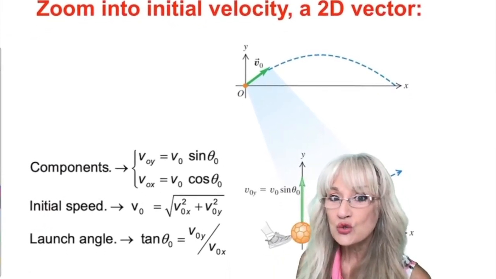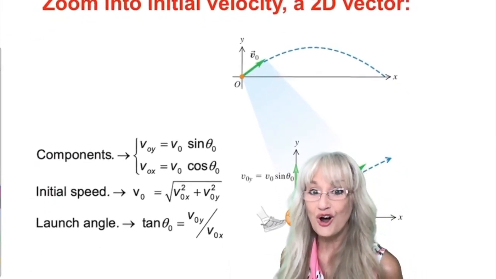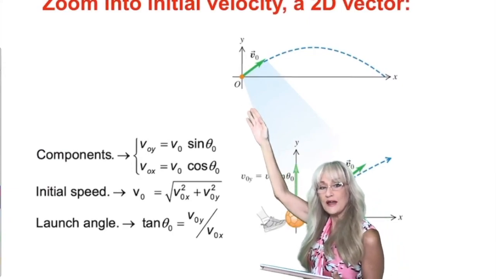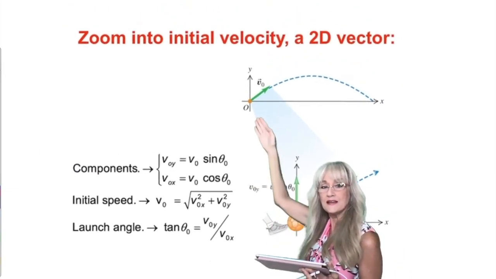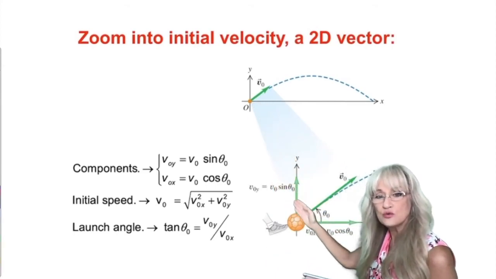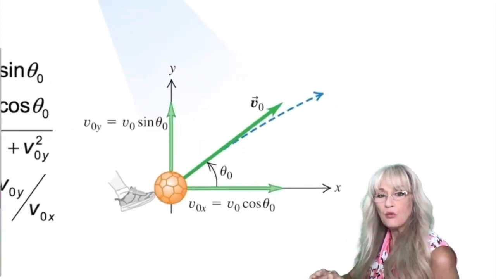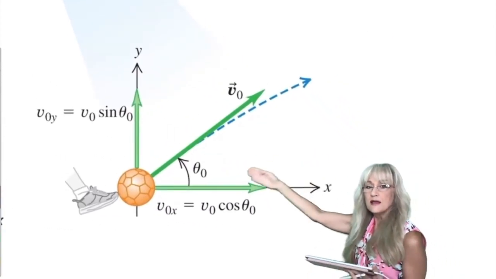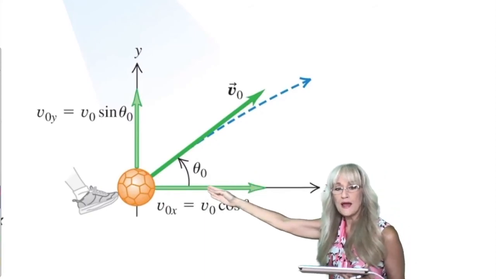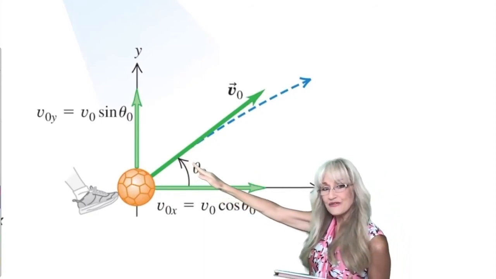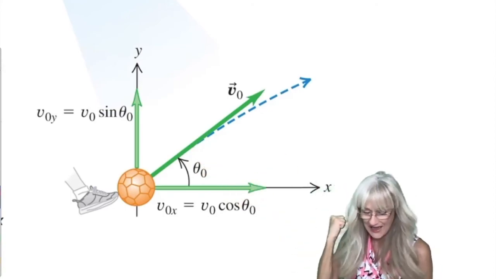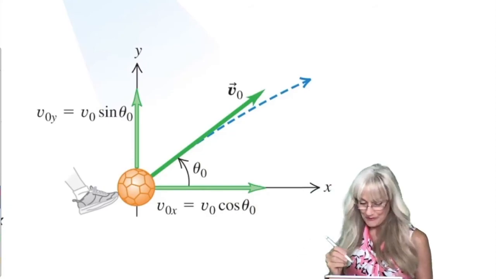Now I'm going to zoom into that initial velocity, right there at the origin, that's your initial tangent. Look, I'm going to zoom in because I want you to see that this initial velocity, with the corresponding angle measured counterclockwise from the x-axis, has components. Yes, we love components.